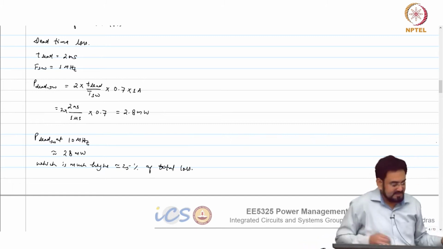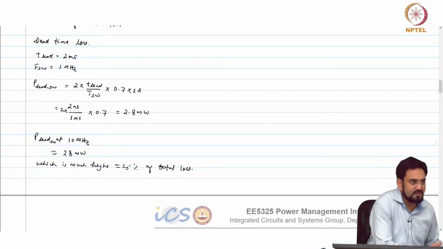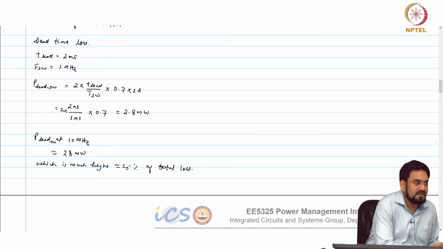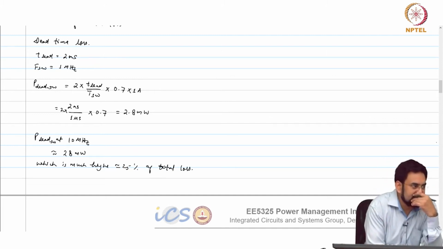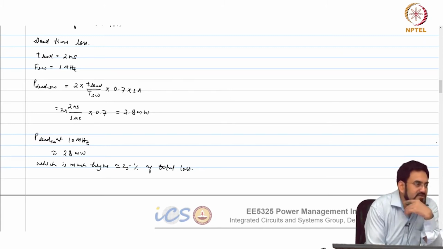So, what will be the efficiency? Let us say 150 milliwatt will be roughly the total loss. So, 150 plus 88%. Because 25% of 10% is roughly 2.5%, so 2% extra you will lose. So, instead of 90% you will get 88%. If you are happy with 88%, then you can go for 10 megahertz. If not, then you have to use a lower switching frequency.